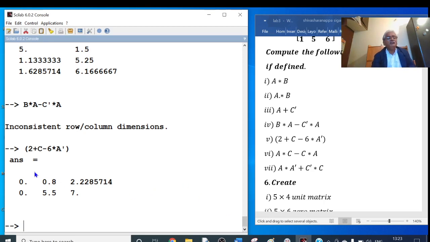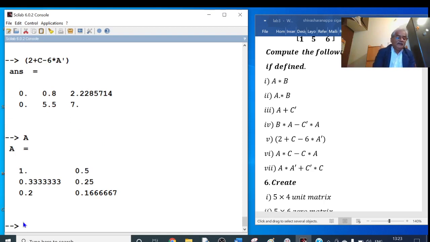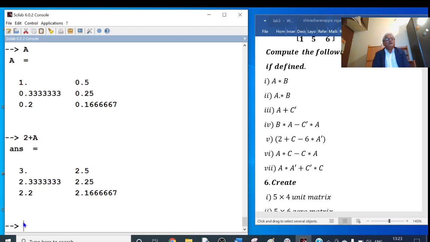What is the meaning of this 2 plus C? Let me check. What is my A? So A is this. If I take 2 plus A, what am I getting? See, I am getting these quantities. From this, we can understand the meaning of 2 plus A. In general, 2 is a number and A is a matrix, so 2 plus A is not defined. But in Scilab, it is defined.